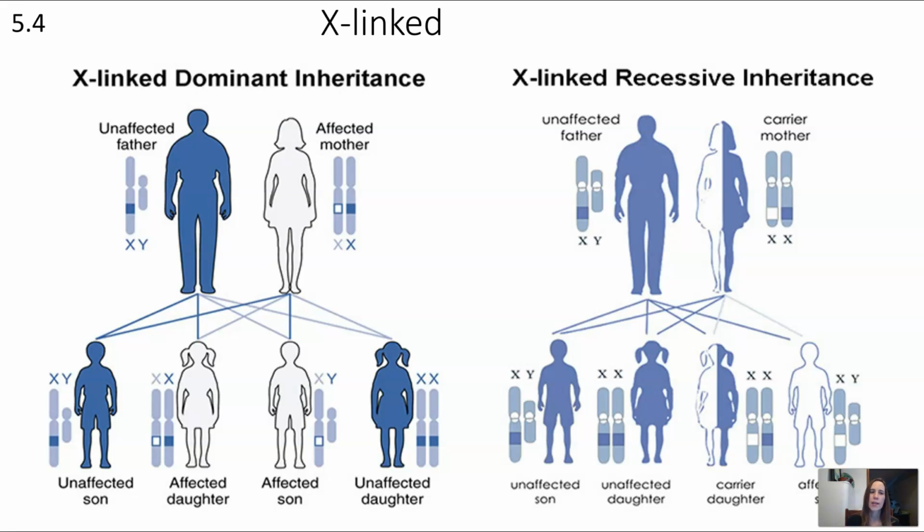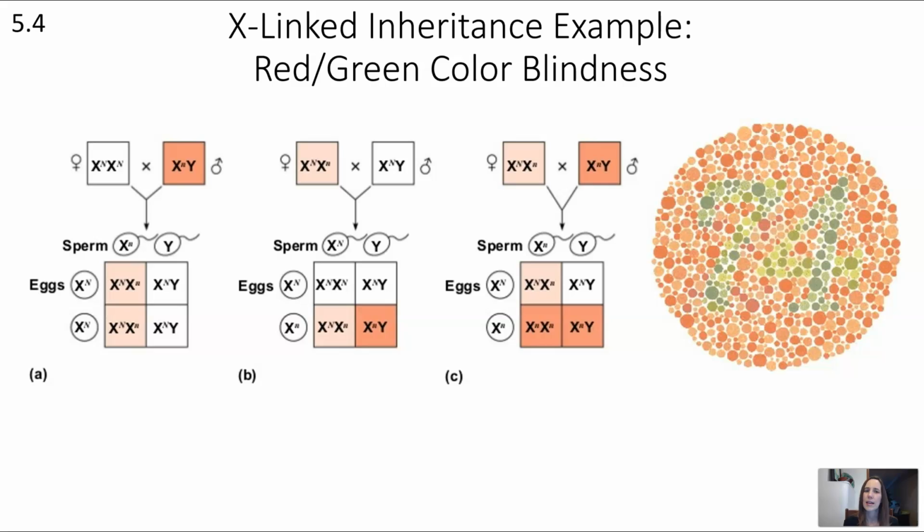So there are traits that are X-linked dominant or X-linked recessive, and these are traits that are found on the X chromosome and either follow a dominant or recessive inheritance pattern. An example of an X-linked trait in humans is red-green color blindness.